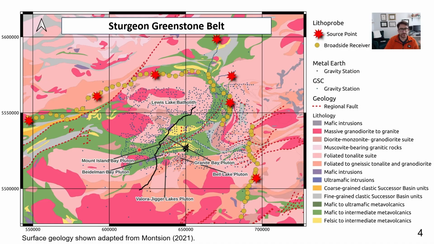Also shown here are all these blue dots. Those are the ground gravity stations we have in the region, provided through the GSC compilations. And the traverse itself is comprised of Metal Earth ground gravity stations that are spaced 300 meters apart.